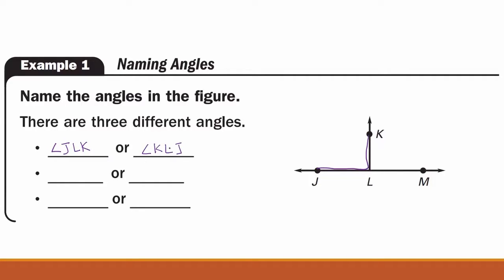Notice in both of these names, the L, which is the vertex of my angle, is the middle letter. The other angle we have goes this way, and one way we can name it is MLK, or we can go the other way and say angle KLM. Again, the vertex is at the center of the angle, so we're looking at this angle right here. The last angle that we have is basically a straight line, and so we can write it as angle JLM, or write it the other way as angle MLJ.